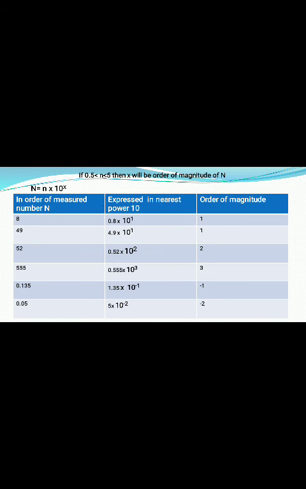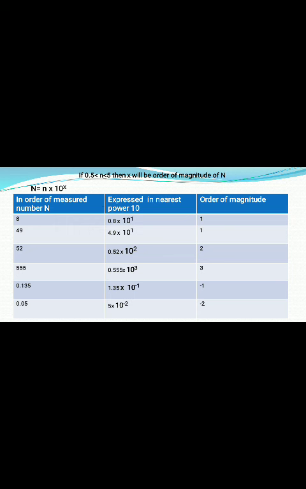See here, I have written the rule again. Capital N equals small n into 10 raised to x. Remember that x is the order of magnitude, and n should lie between 0.5 and 5. The first column is the measured number capital N, the second is the number expressed in the nearest power of 10, and the last is the order of magnitude.